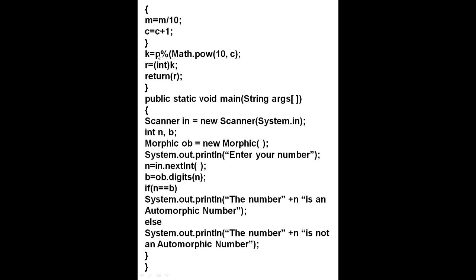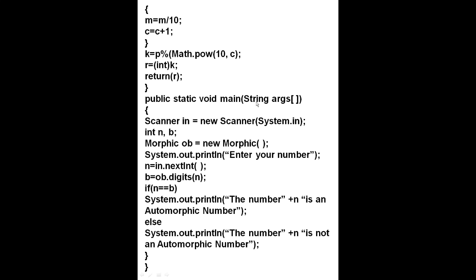k is equal to that product m multiply m, meaning the number. Suppose we have entered 25, and the product is 625. It is divided by Math.pow(10, c), meaning 10 to the power c. c is equal to 1, so that is 10 to the power 1. Now we will find the number, then r is equal to int k, the number which comes here will be stored in r. Now return r. The automorphic number will be written in the name of r. Then curly bracket close.